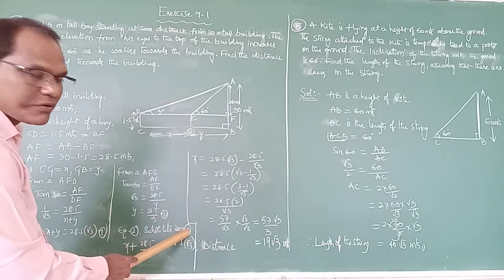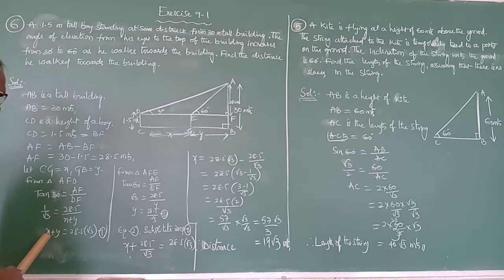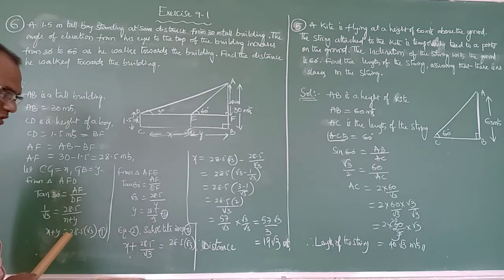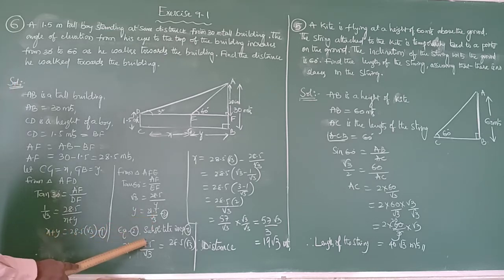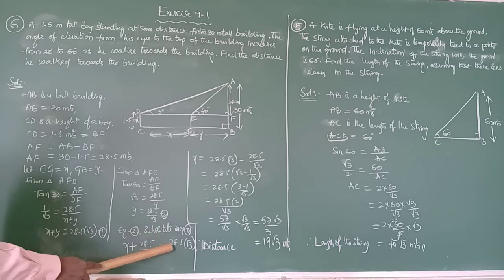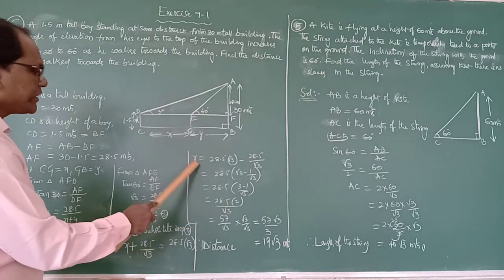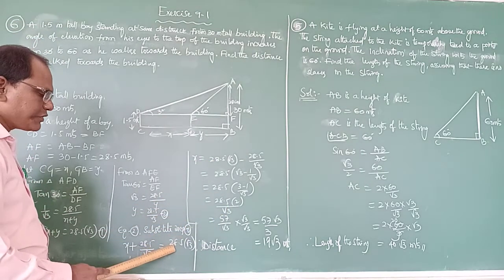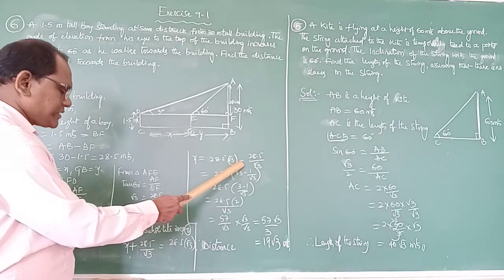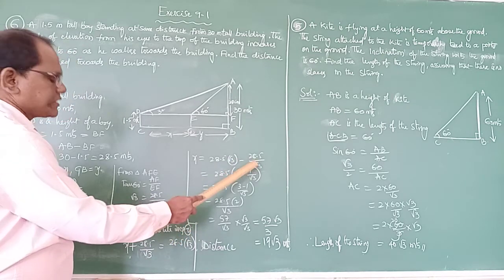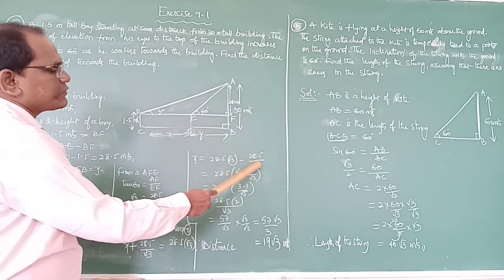Substitute in equation 1. Where is equation 1? X plus Y equals 28.5 root 3. Substituting Y, which is 28.5 by root 3, we write X equals the first term 28.5 root 3 minus 28.5 by root 3. Here it is plus; after moving across the equals sign it becomes minus.